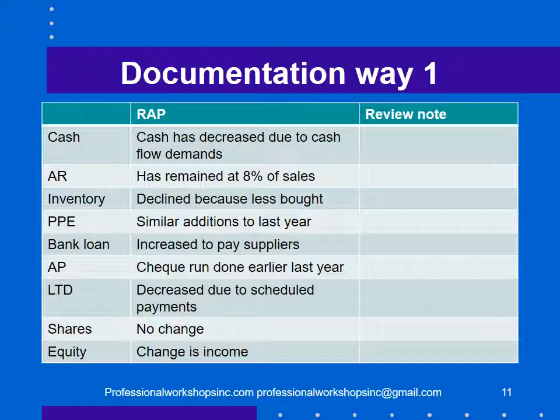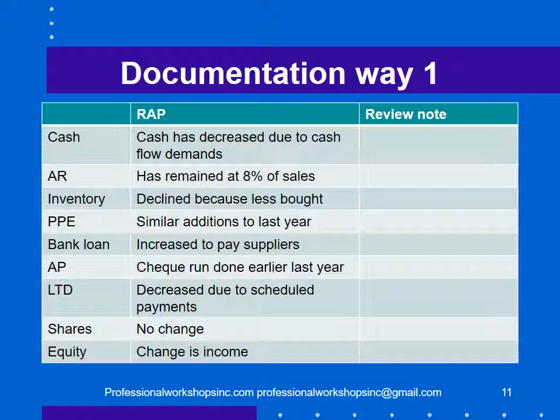Accounts receivable has remained at 8% of sales. We're probably going to get a review note that says, please document why your expectation is 8% of sales. And we're starting to run into the developing of a substantive analytical procedure as opposed to a risk assessment analytical procedure. Inventory declined because less has been bought. We're probably going to get a review note again. That's a poor explanation. Additions similar to last year. That might get by. Bank loan increased to pay suppliers. Again, we're going to get a review note of some kind. Please provide a better explanation. Please explain in more detail.